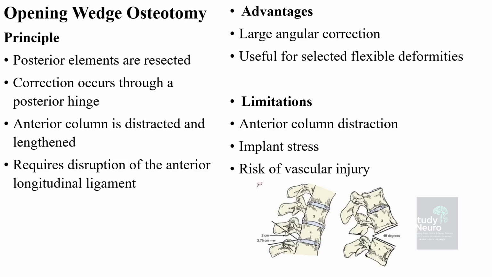An opening wedge osteotomy corrects spinal deformity by creating a controlled opening through the posterior part of the spine. The posterior elements are removed, and the correction occurs around a hinge located toward the back, which allows the anterior column to open and lengthen. This technique can achieve substantial angular correction and may be useful in selected patients with a flexible deformity.